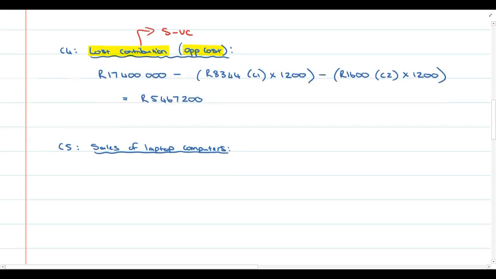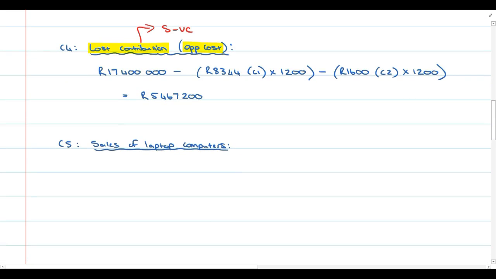All right, so firstly, there's two things that are going to affect the sale of laptop computers. The sales volume changes and also the selling price per unit changes. So we need to calculate the impact of both of those changes. So let's first look at the increase in units sold.